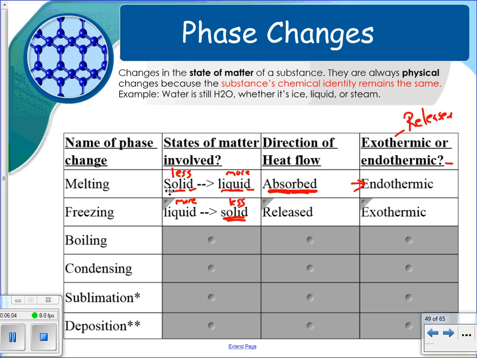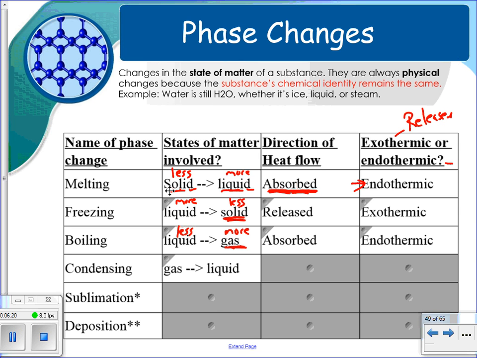Boiling, think about the state, it's going from a liquid to a gas. So that's going from less energy to more energy. And the only way it could end up with more energy is if energy was absorbed, and when energy is absorbed, it's endothermic. Condensation or condensing is going from a gas to a liquid. This is going from more energy to less energy. And the only way you could end up with less energy is if energy was released. And when energy is released, that's exothermic.